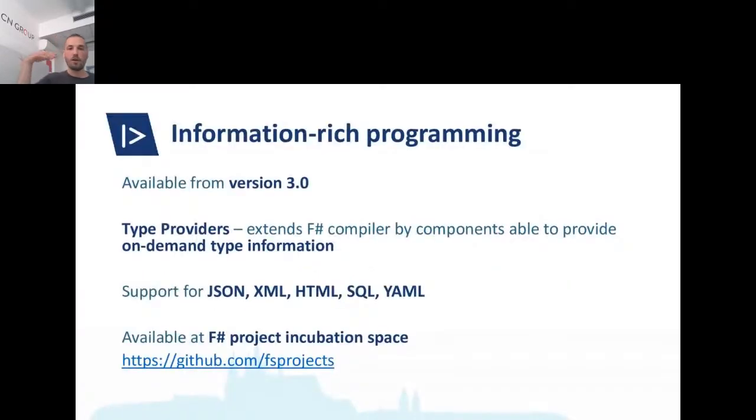I think you already know ASP.NET and stuff like that. As I said, it's still .NET, it's available there. But F# also has a special kind of libraries for something called information-rich programming. For example, the type providers, where you can extend the F# compiler by components to provide on-demand type information. So if you want to start programming based on some dynamic data, but you want to work with it in a more type-safe way, type providers are a really great start.